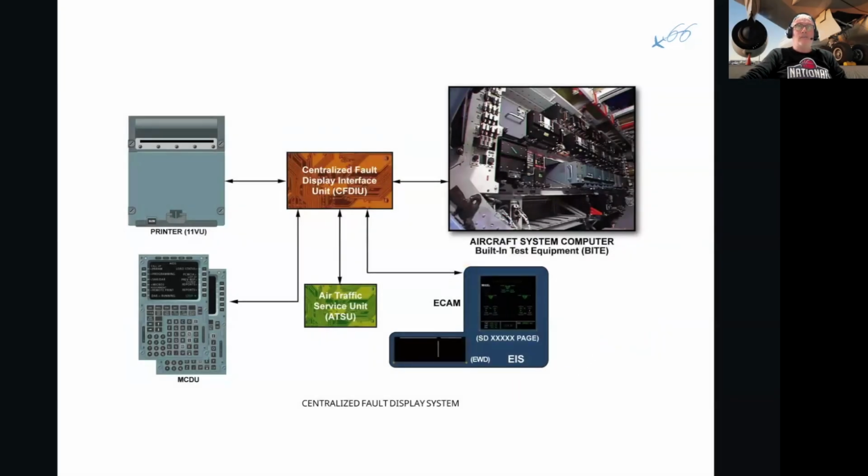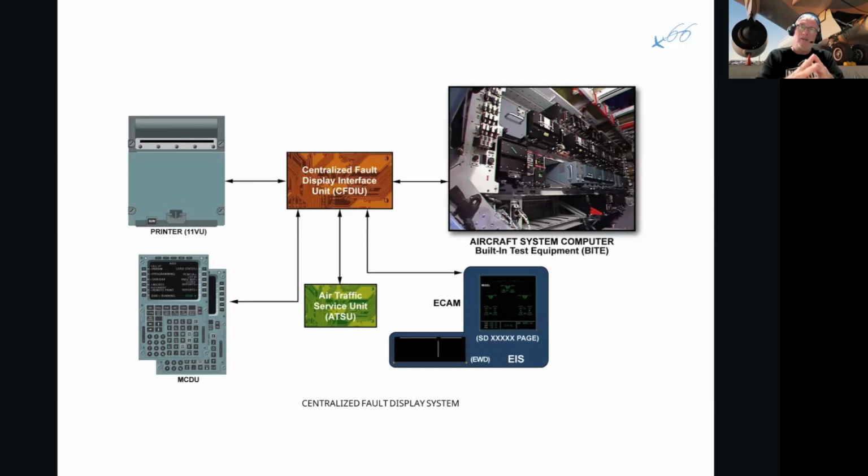Now, the centralized fault display system is the method that the Airbus has in receiving, recording, categorizing in terms of severity, and storing, displaying, and printing defects. Now, for those of you that have done other courses and other chapters, you might know that on a more modern aircraft, there is a specific chapter for that. Chapter 45 is for the central maintenance system.